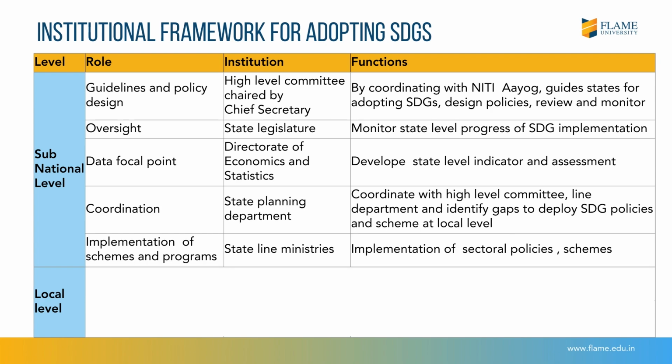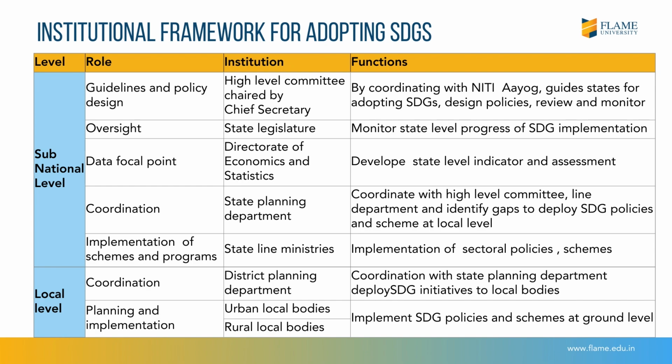The next agency is the State Planning Department. It's a nodal agency which coordinates the state-level committee, state departments, and districts for effective implementation of Sustainable Development Goals. State departments ensure implementation of sectoral policies as well.